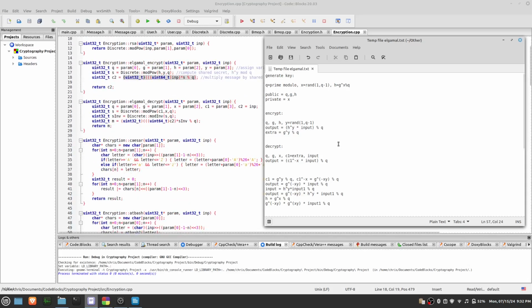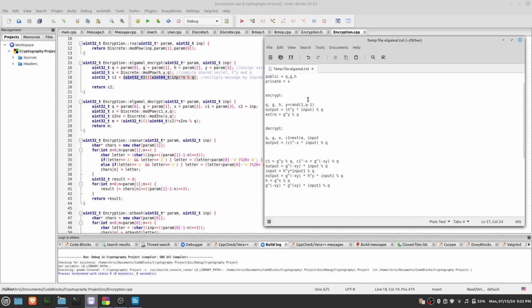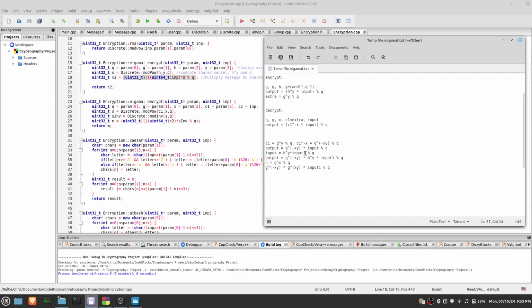And then to decrypt it, the way this works is actually very similar to the Diffie-Hellman exchange, whereby you raise to the power of A and then raise to the power of B, and it's the same as raising to the power of B and then raising to the power of A. It's a commutative thing, and this relies on that. So to encrypt it, you take h to the y times the input. To decrypt it, what is it?